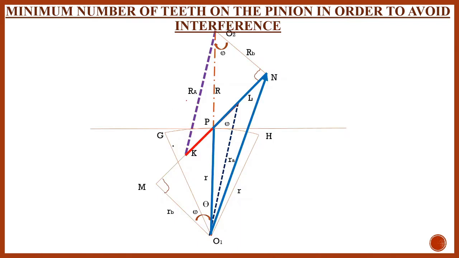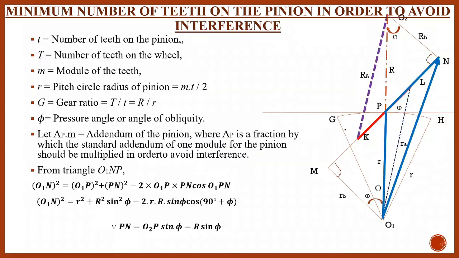Now just consider this diagram. We have to find out the minimum number of teeth on the pinion in order to avoid the interference. This O1N will be the RA max, and if your RA is less than this, that means there will not be any interference. Now we will find the minimum number of teeth on the pinion in order to avoid the interference.